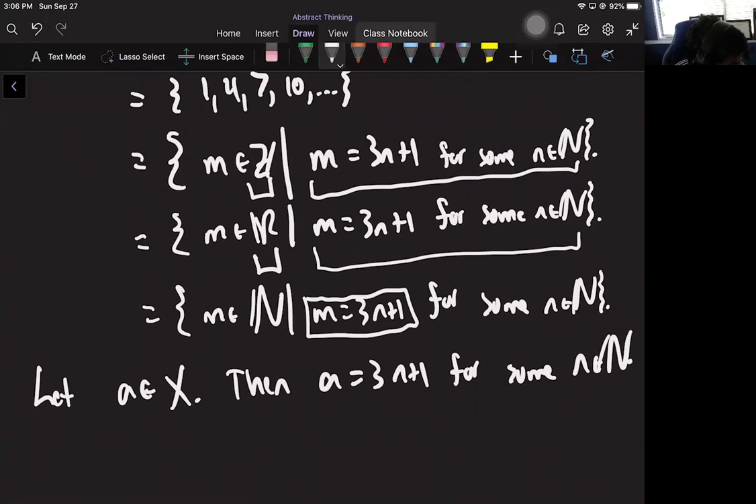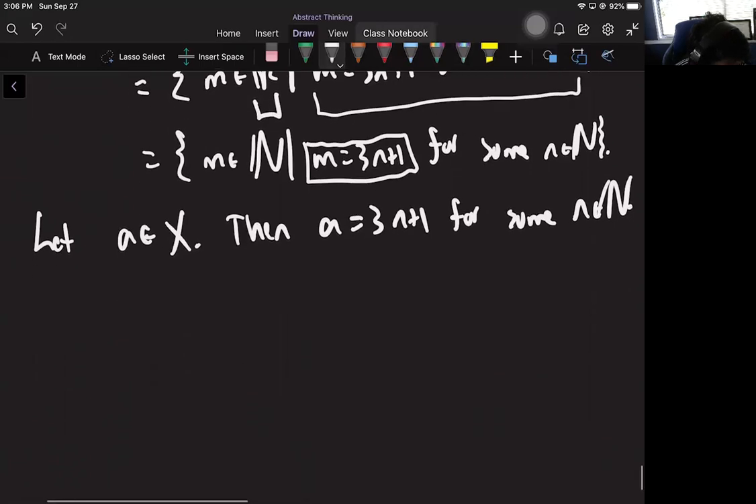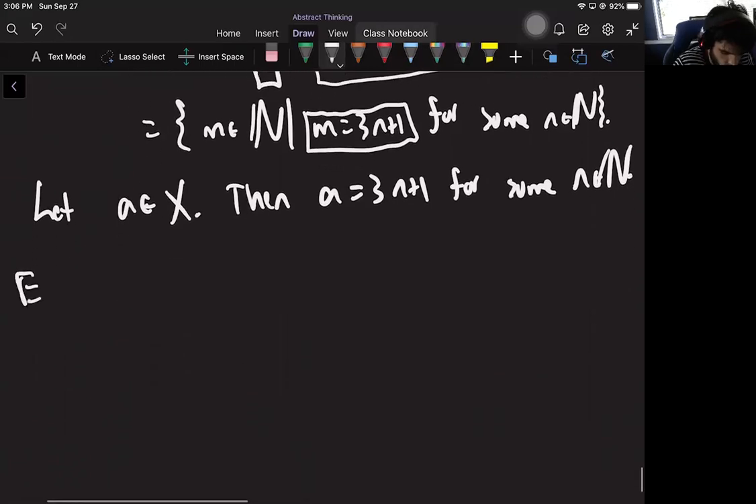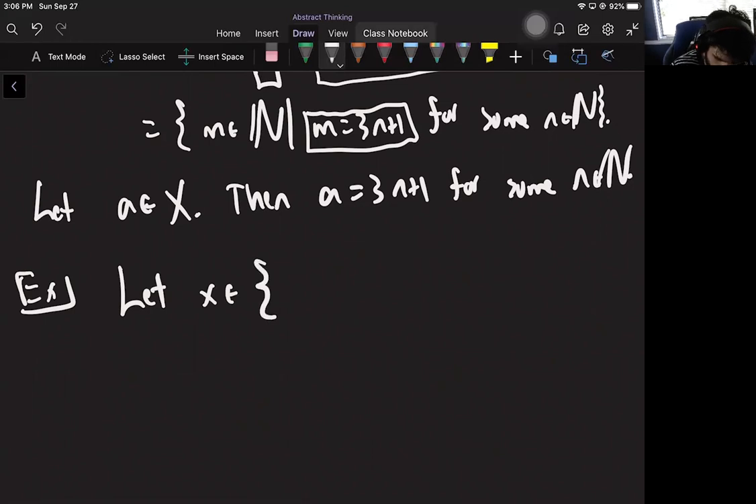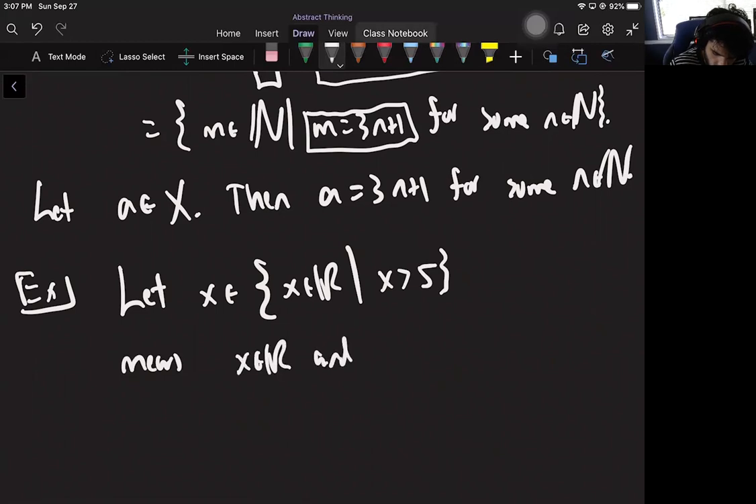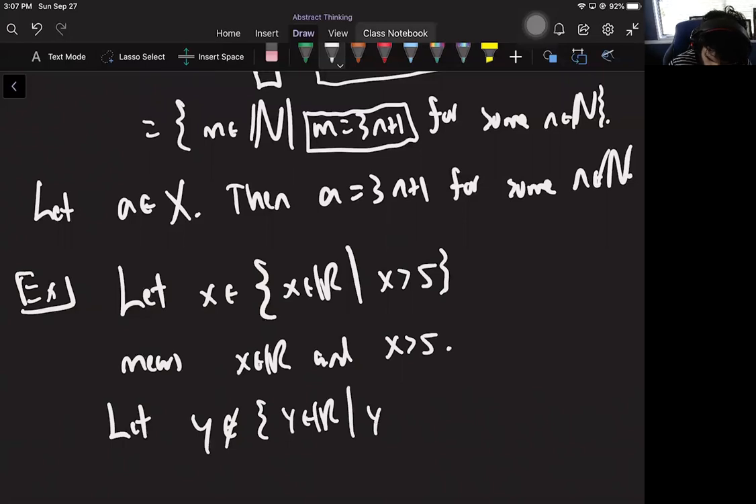Okay, what else? Let's see some more examples. Lots and lots of examples. So if I said let X be in the set of real numbers that are bigger than 5, that just means that X is a real number and X is bigger than 5. And if I said that Y is not in there, whoops, it's the same set, so I'm not going to change those letters.